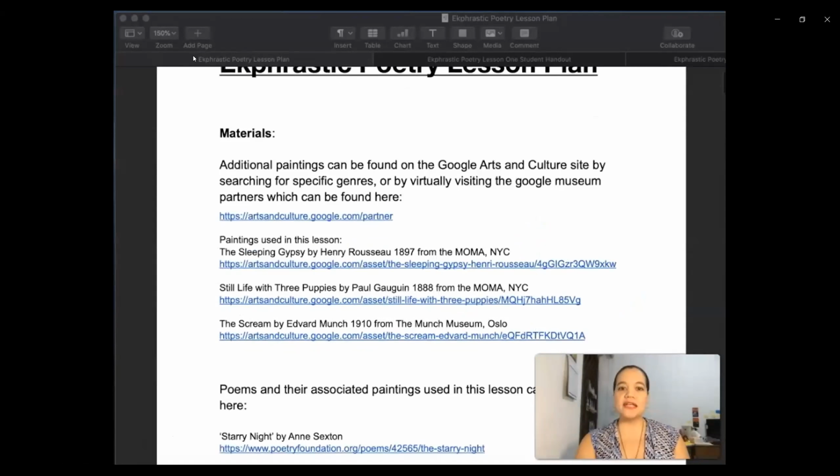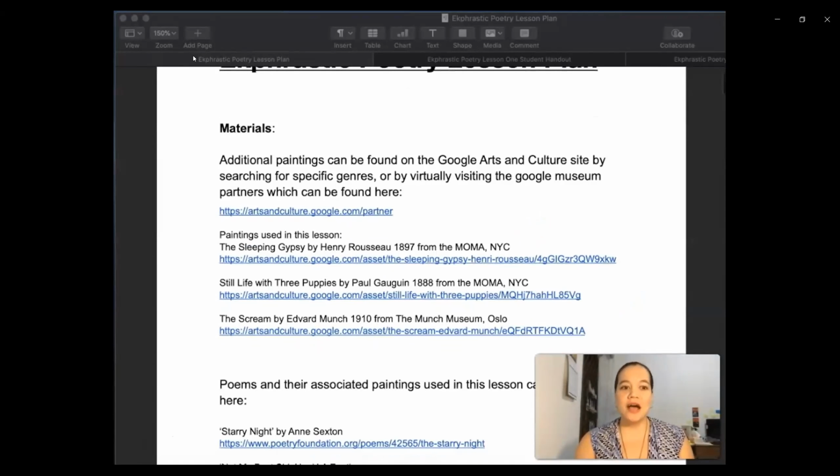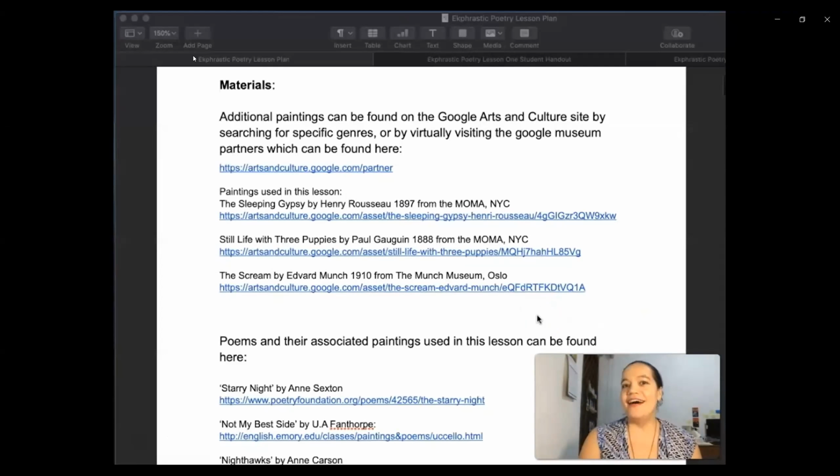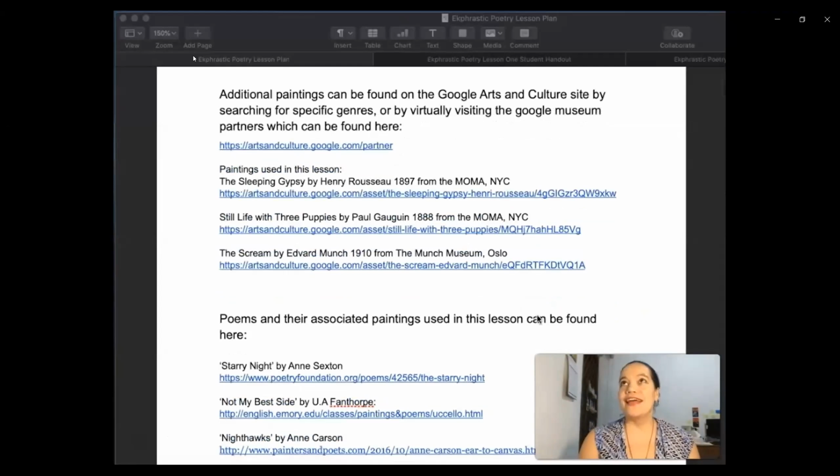If you are familiar with it, it has a collection of many museums where you can find a lot of art. I have included links for the Sleeping Gypsy, Still Life with Three Puppies, and the Scream here on this lesson plan, but you can certainly choose any other paintings you want if you have your favorites. I definitely recommend using The Scream by Edward Munch as an example for lesson 3 when you start writing your poems, but we'll get to that soon enough.